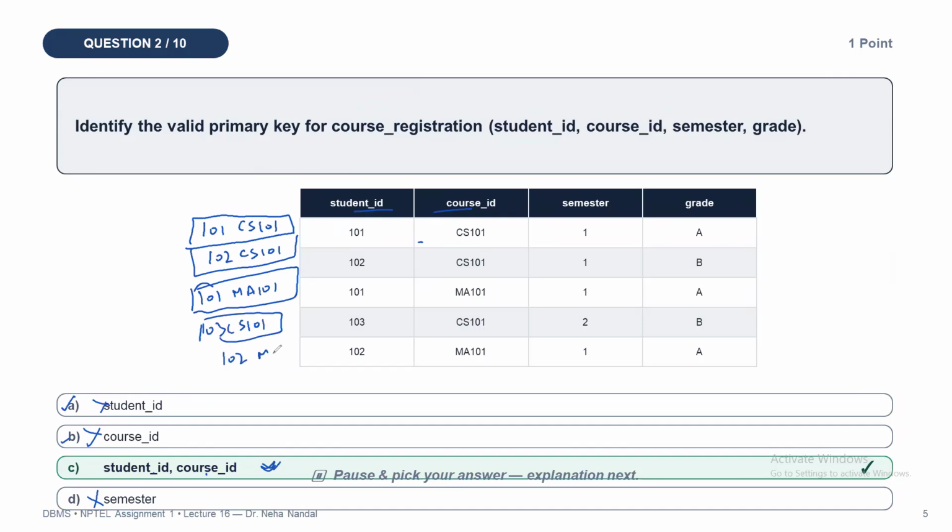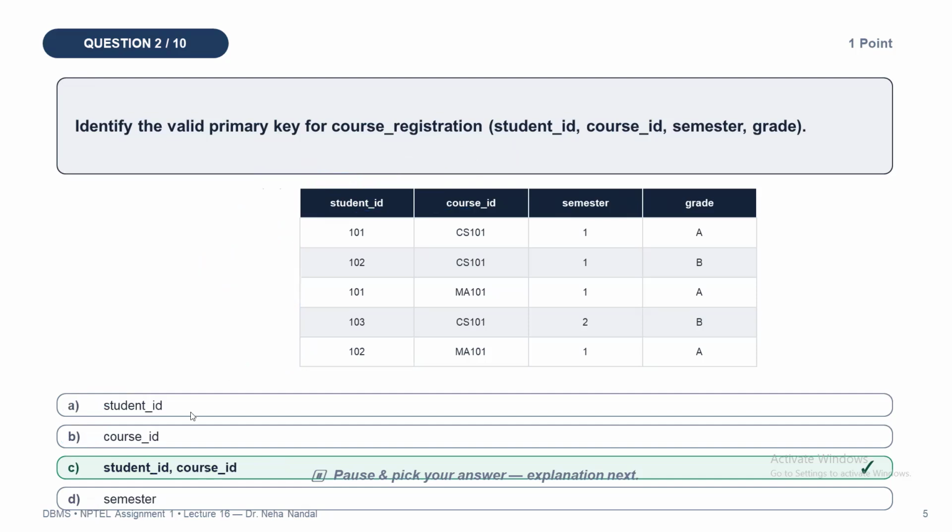Then 102 MA 101. That's why, if we are combining any two attributes together and they give us unique entries, then yes, it is a primary key. It is called a composite key. This concept is called a composite key. Please remember this. So that is your answer for this one.